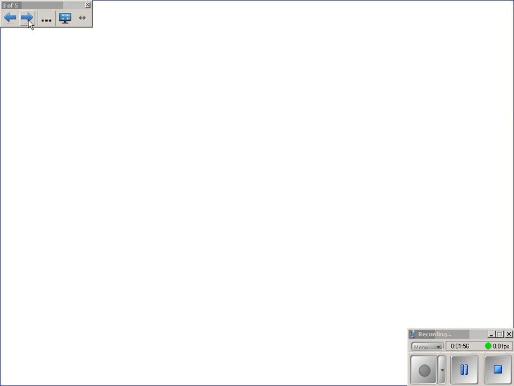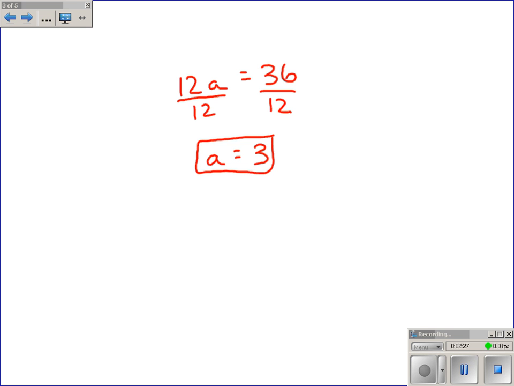Another problem is 12a is equal to 36. Again, a one-step equation, only one thing is happening to a, and we're multiplying by 12. So to undo multiplying by 12, the opposite is to divide by 12. And a is equal to 36 divided by 12, which is 3. So check my work: 12 times 3 is equal to 36.